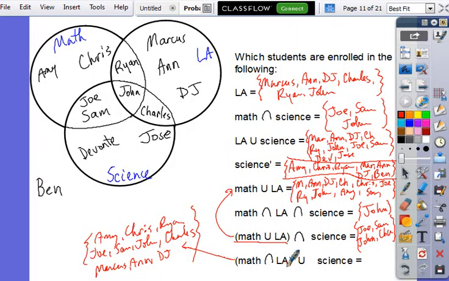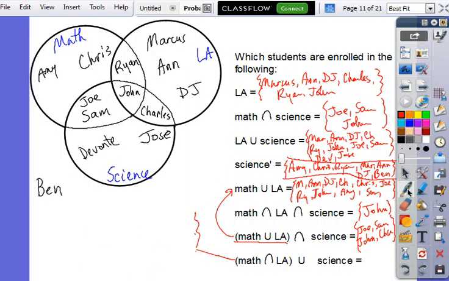No, that's not right. Intersected. What does intersect mean? Oh, it's only supposed to be Ryan and John. I said that. I said Ryan first. Why would you write all that if you knew it was wrong? I kept waiting for somebody to tell me it was wrong. I told you, if y'all are paying attention. It's just Ryan and John. All right, so math intersected with language arts is Ryan and John.